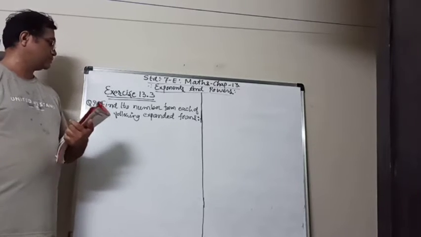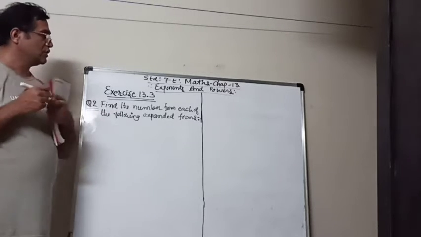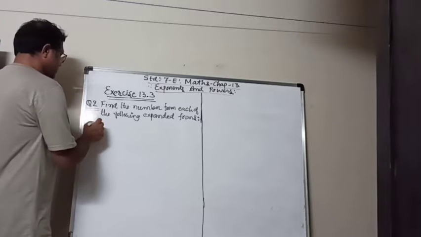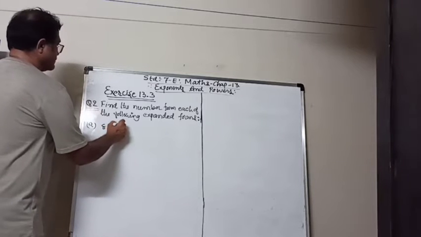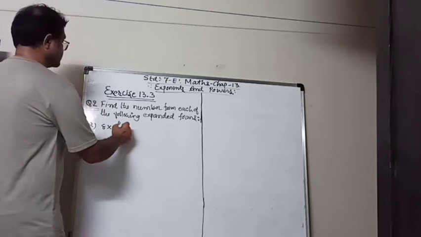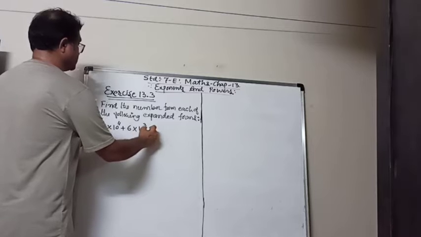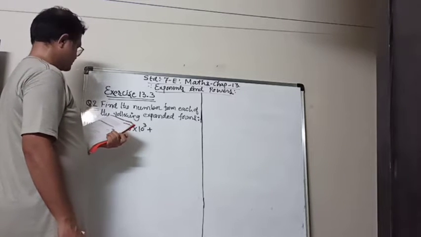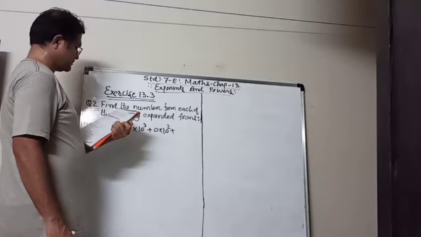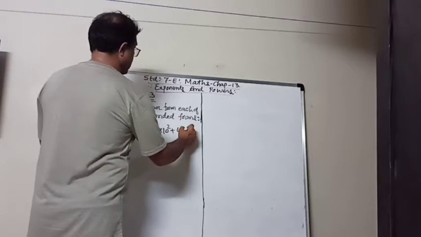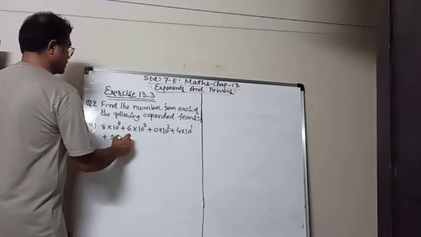Now question number 2, find the number from each of the following expanded forms. So here expanded forms are given, you have to find the number. 8 multiplied by 10 raised to power 4 plus 6 multiplied by 10 raised to 3 plus 0 into 10 squared plus 4 into 10 raised to 1 plus 5 into 10 raised to 0.